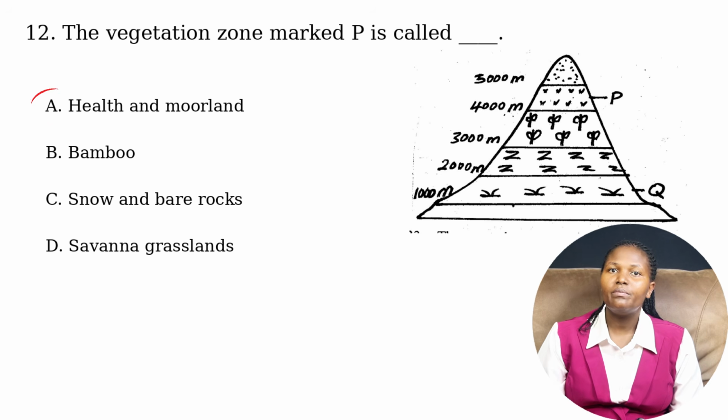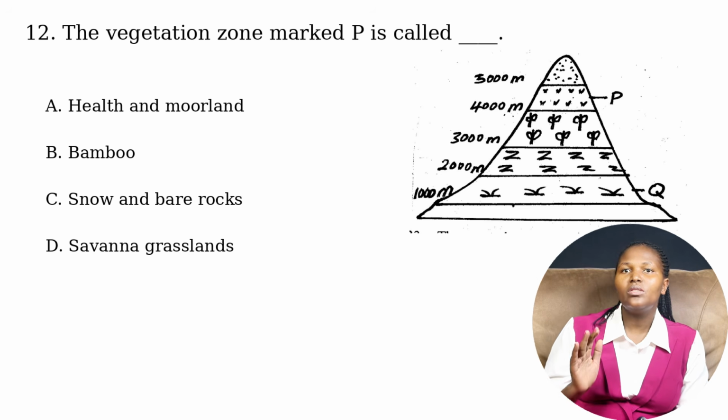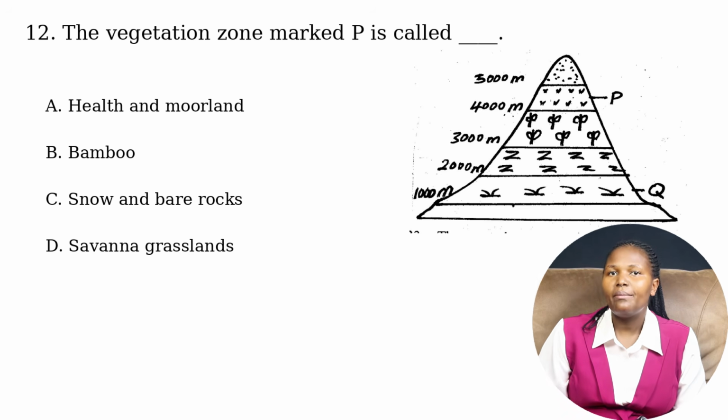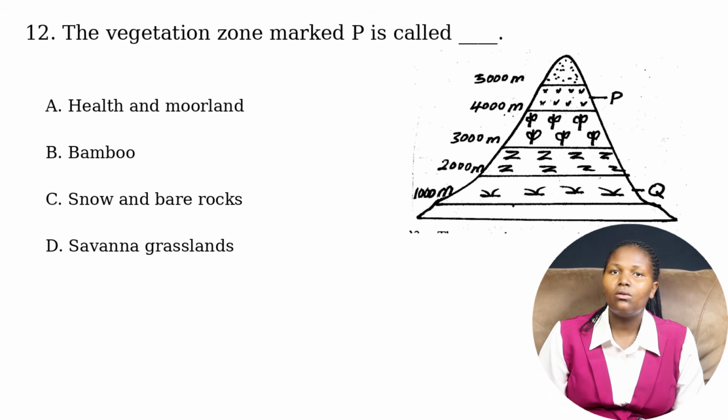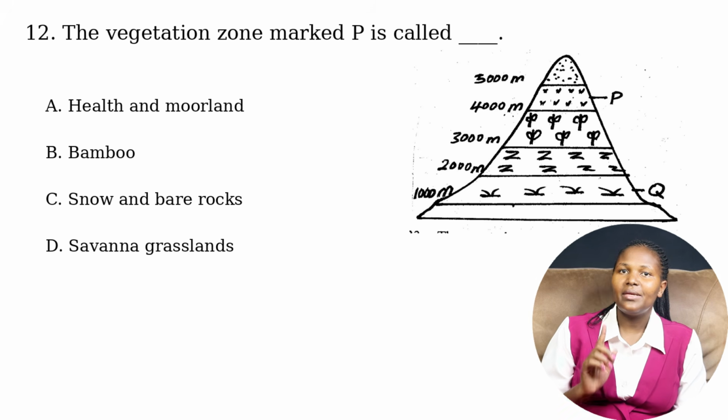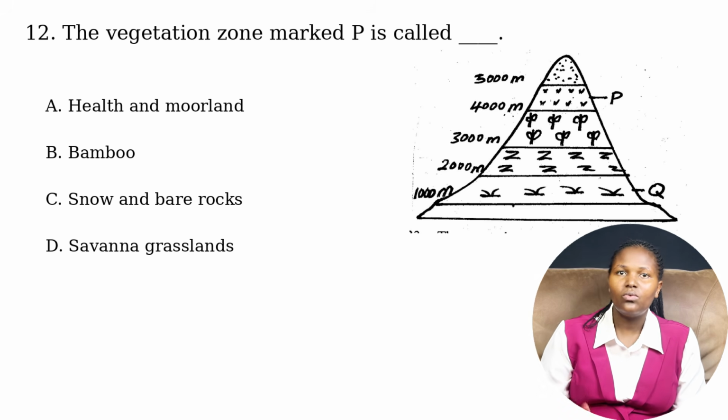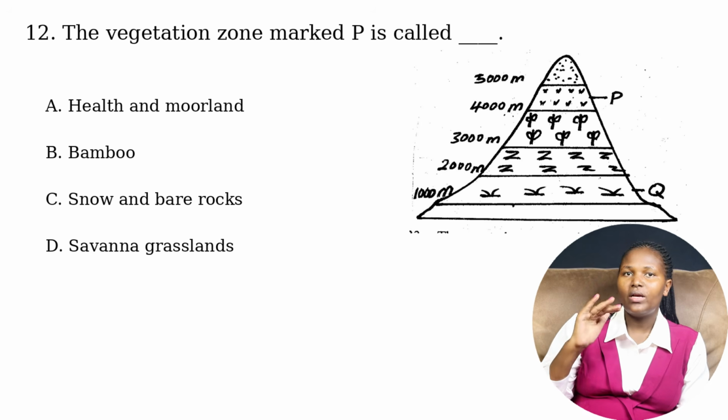Now, that vegetation marked P is option A, heath and moorland. Why? Because zone P is above the forest and bamboo zones and below the snow and bare rock zone, you see. And the others, for example, bamboo occurs lower down, snow and bare rocks are near the summit, and the savanna occurs near the mountain base. So you can look at this option, you have to know where they occur.